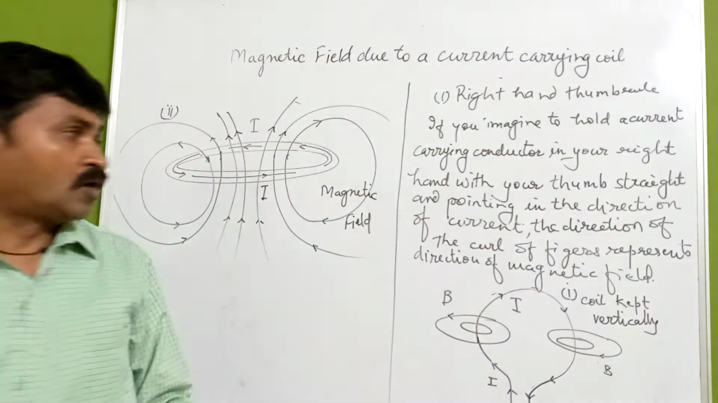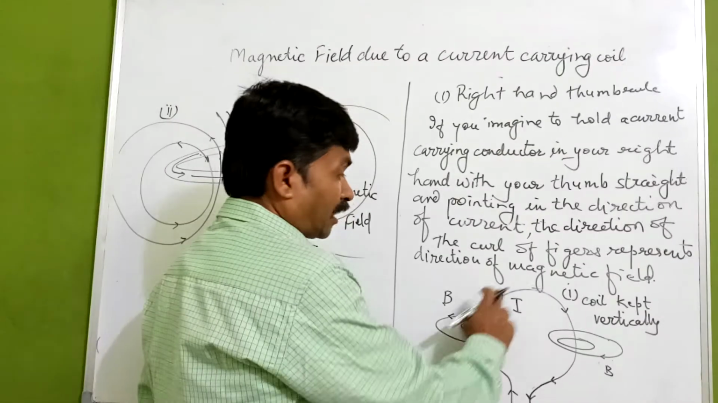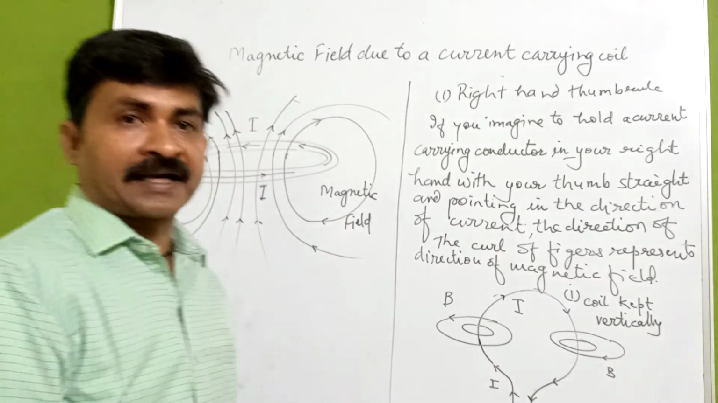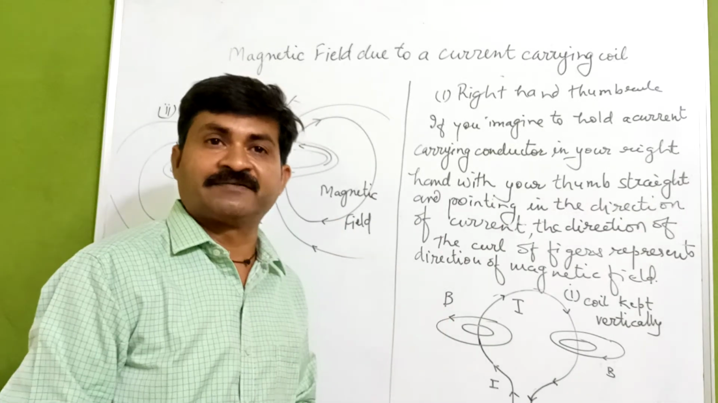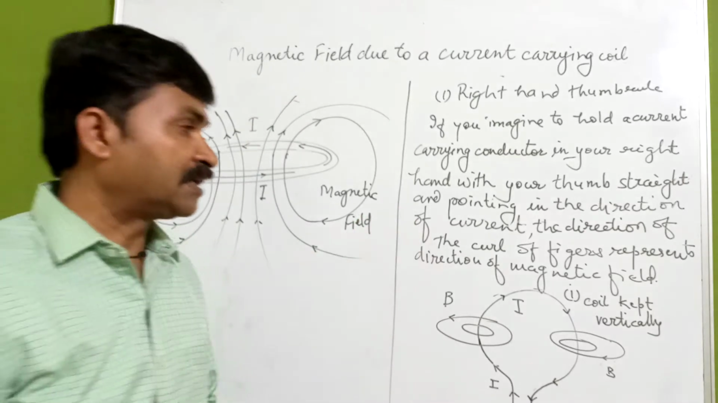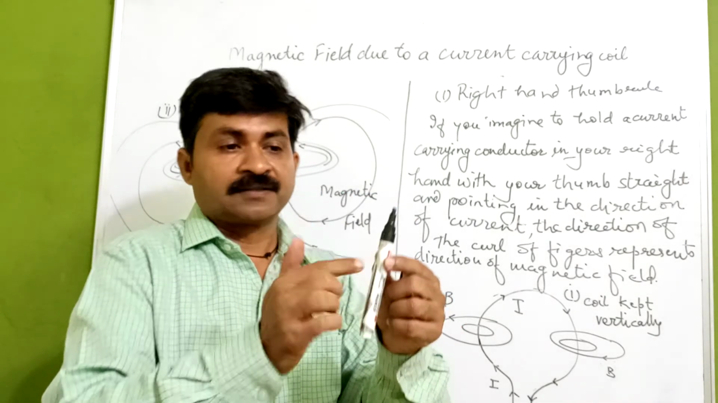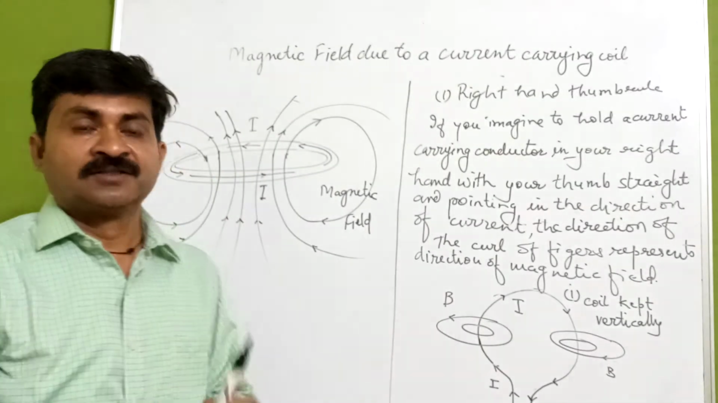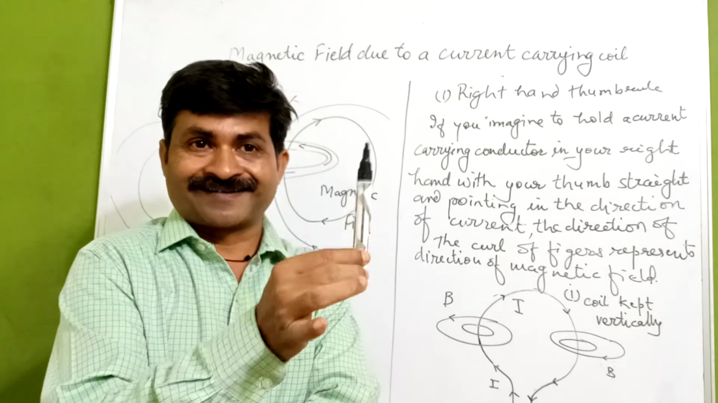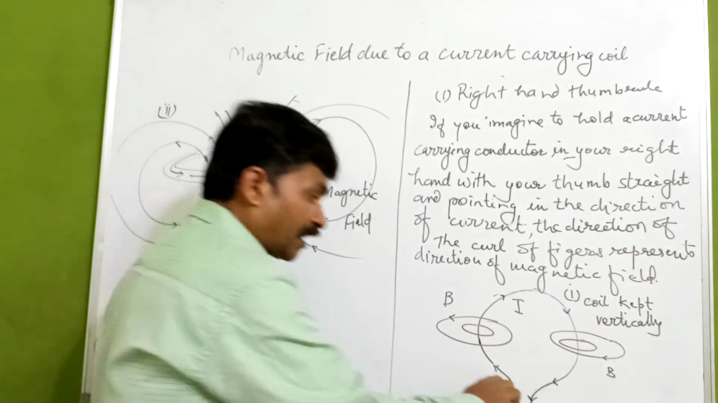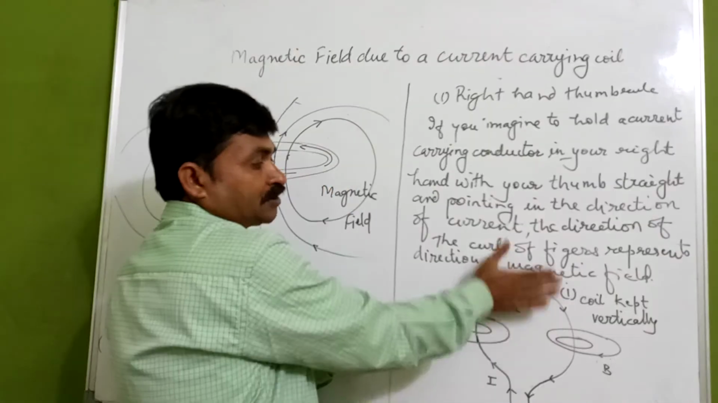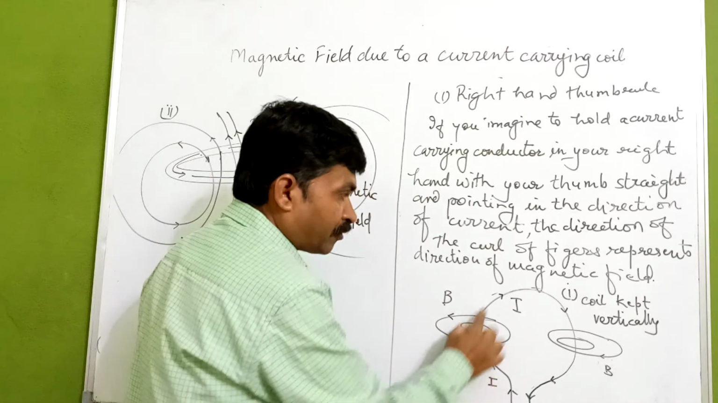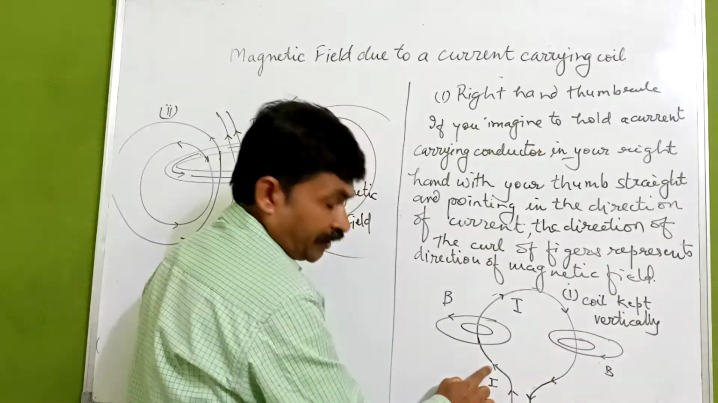Okay, so if current is flowing, definitely there will be a magnetic effect, which we have already studied in the previous class. We have studied that a current flowing through a conductor will have some magnetic effect around it. And if we are talking about only a straight current carrying conductor, and a circular coil kept horizontally, there will be a flow of current which is represented like this by an arrow.